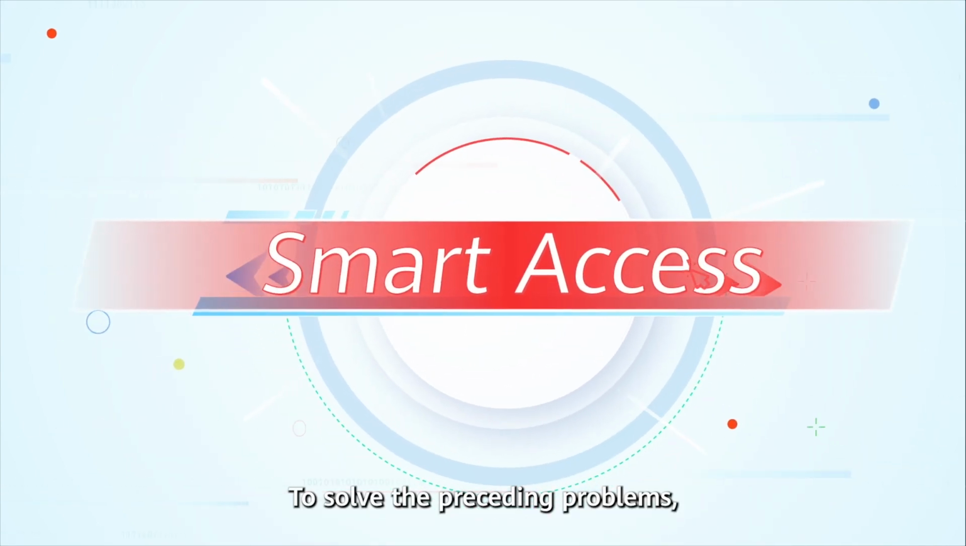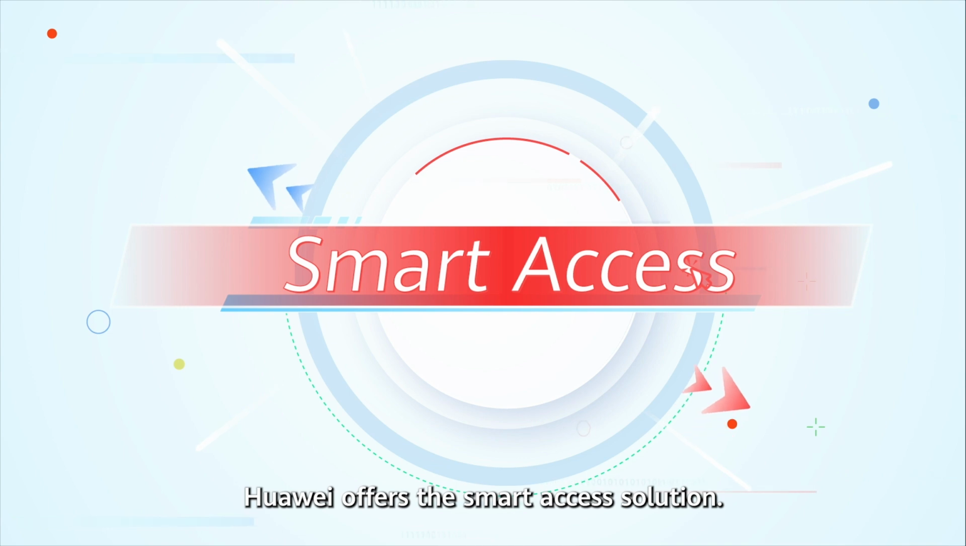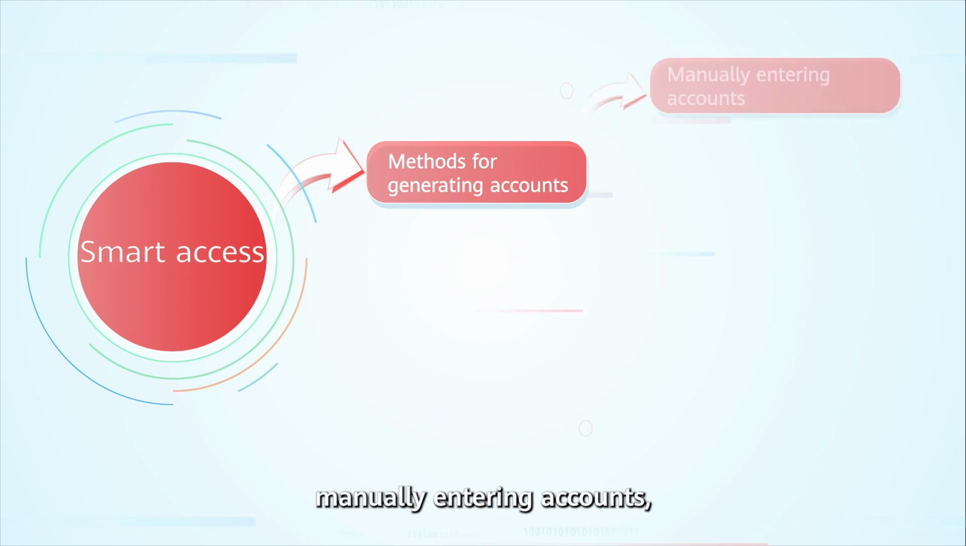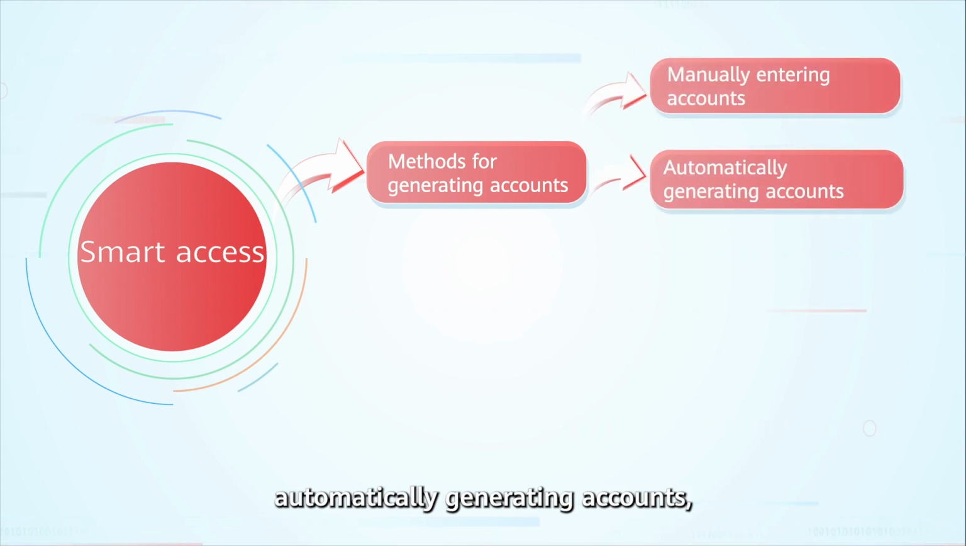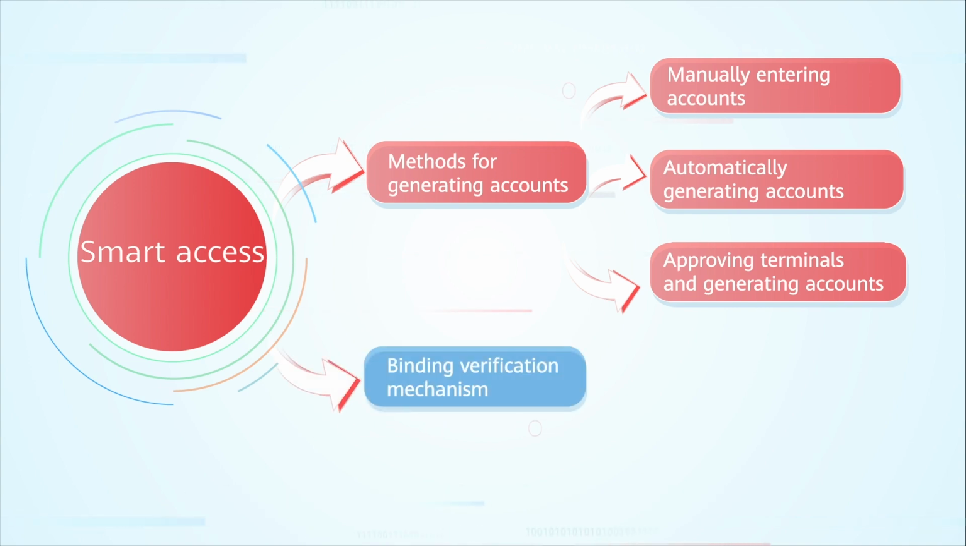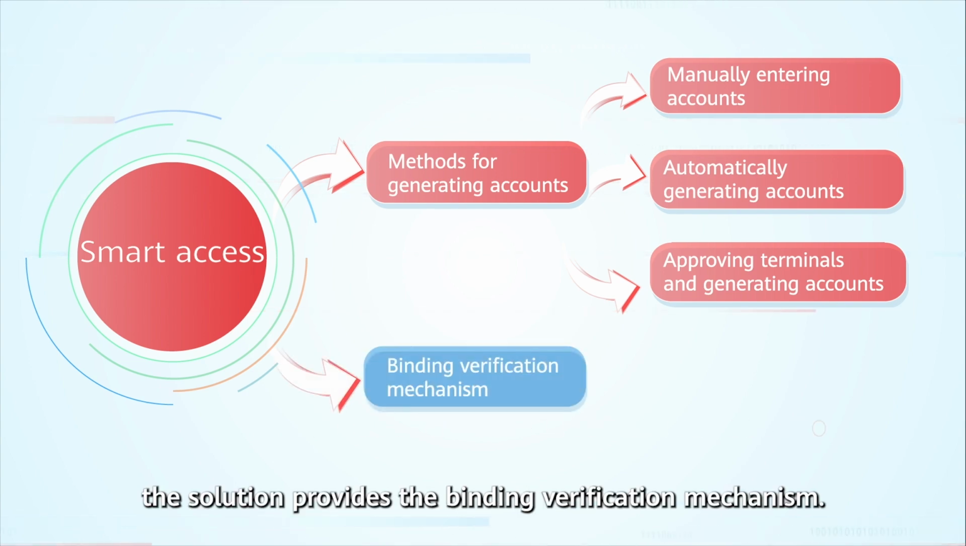To solve the preceding problems, Huawei offers the Smart Access solution. The Smart Access solution provides three methods for generating accounts: manually entering accounts, automatically generating accounts, and approving terminals and generating accounts. In addition, the solution provides the binding verification mechanism.